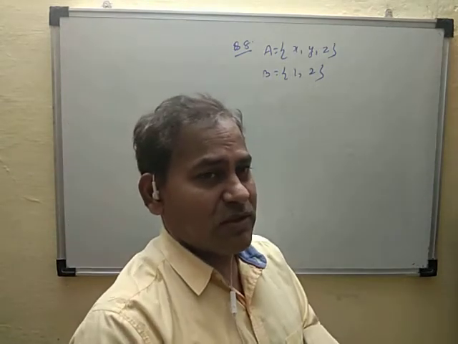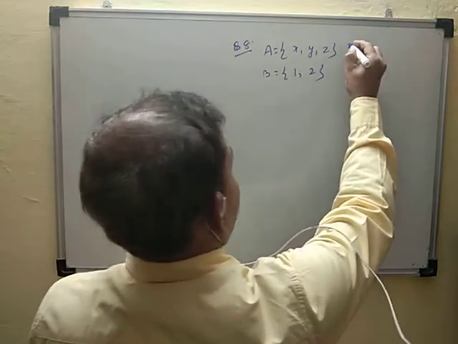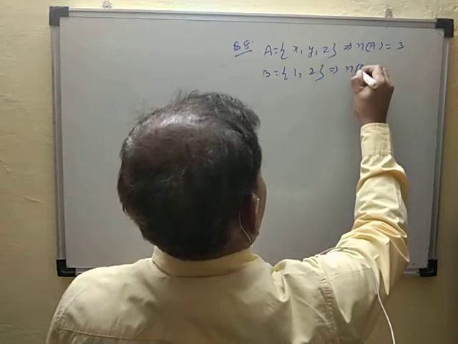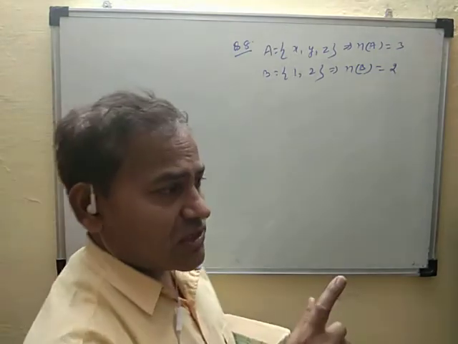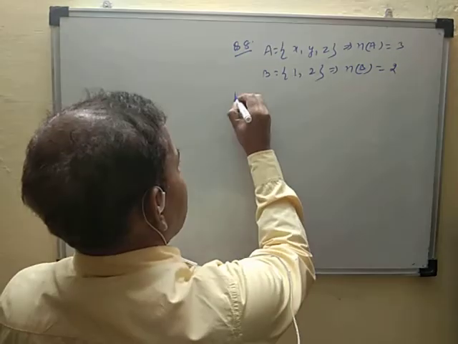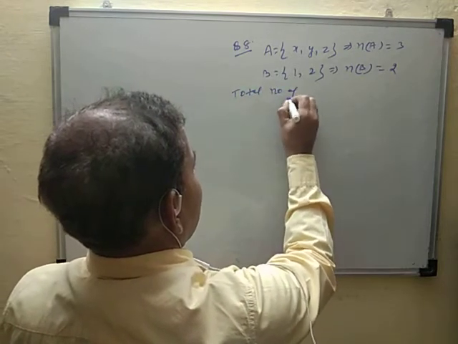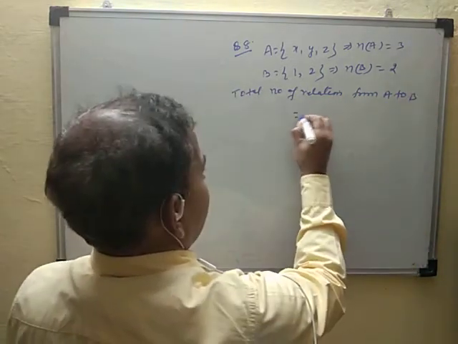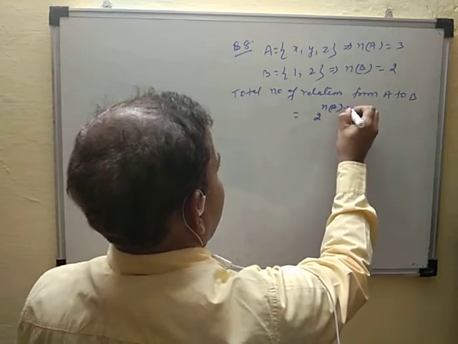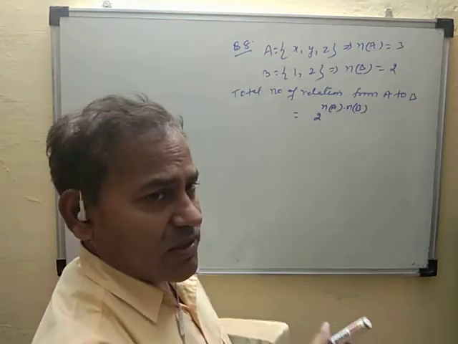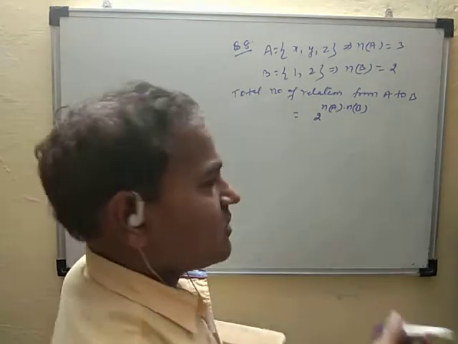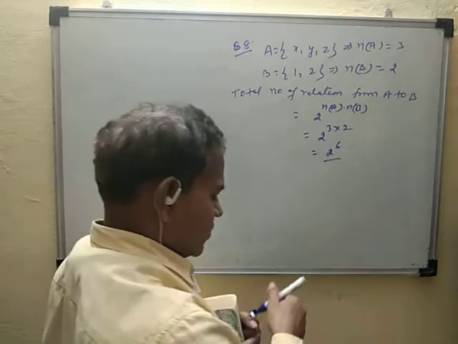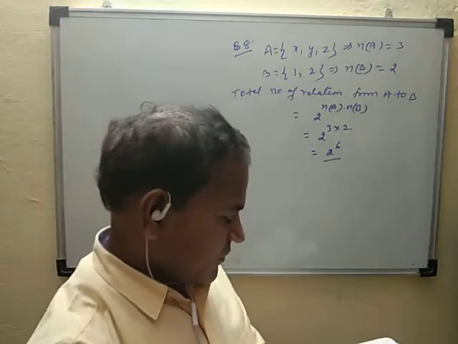The formula for the number of relations we already told in the previous class. Since the number of elements in A is 3 and the number of elements in B is 2. So the total number of relations from set A to B, the formula is 2 to the power of number of A times number of B. So put the values, that is 2 to the power 3 into 2, means 2 to the power 6. So these are the total number of relations from set A to set B.